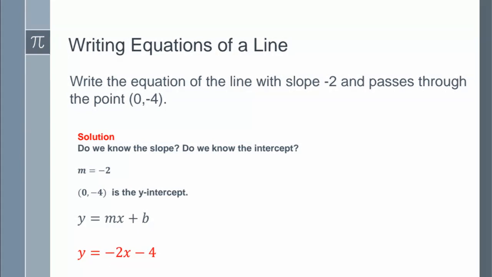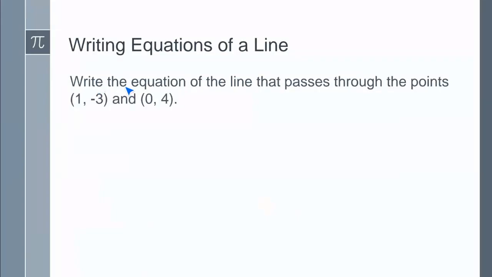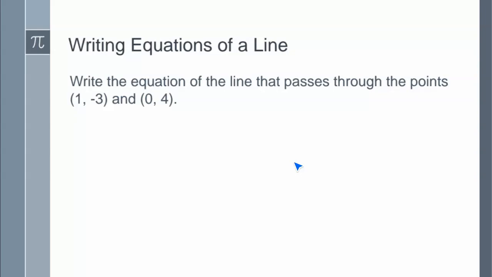Now we know it's not always going to be this simple, right? So let's go into another one that's a little bit different. We have: write the equation of a line that passes through the points 1, -3, and 0, 4. What do we know about these 2 points? Do we have the y-intercept? And yes, we have the y-intercept.